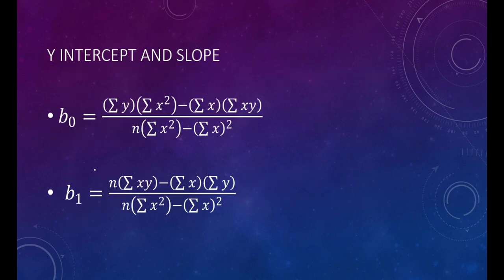Here are the actual formulas to calculate b naught and b1. Remember, b naught is our y-intercept and b1 is our slope.